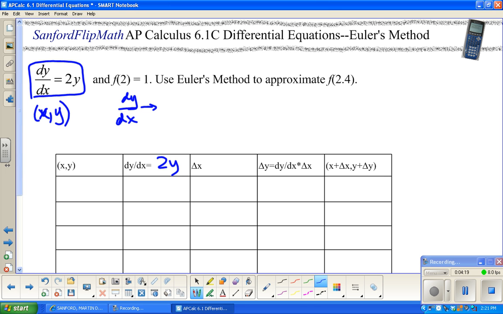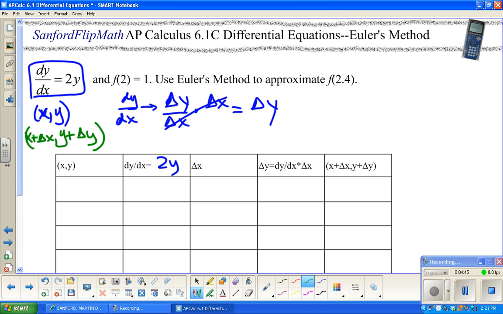So think of it like change in y over change in x. If I multiply this by a change in x, then what I'm left with is a change in y. That means I get a new y value by taking the old y value plus the change in y. Well, there was a change in x involved, so that gets me a new x value. This new y value is actually an approximation for the y value for the equation.